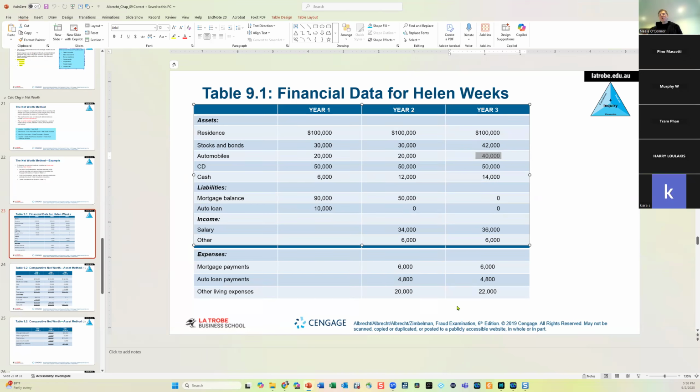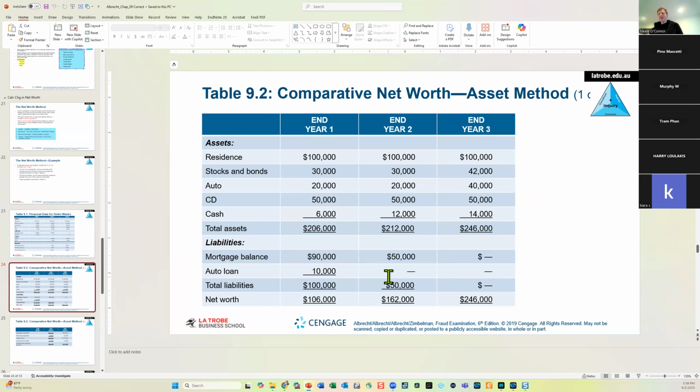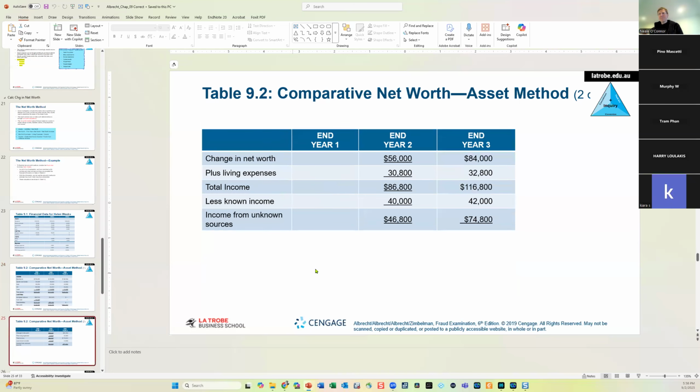And so the whole idea is right at the bottom, there's going to be an amount where you ask, where did it get the money for that? And that's the net worth method. And that's why if you look on the next slide, you can see that the net worth has changed from 106 to 162, 162 to 246. But really, the salary to meet that is nearly impossible, because the total income is the change in net worth.